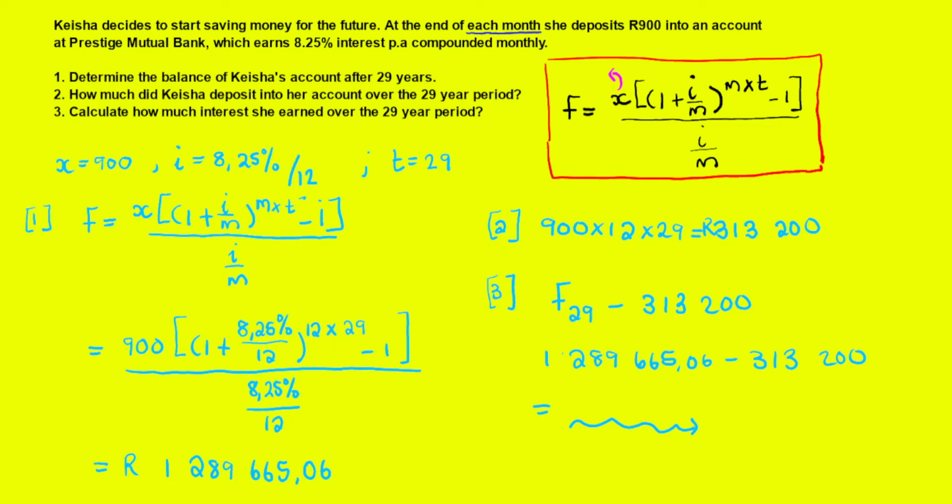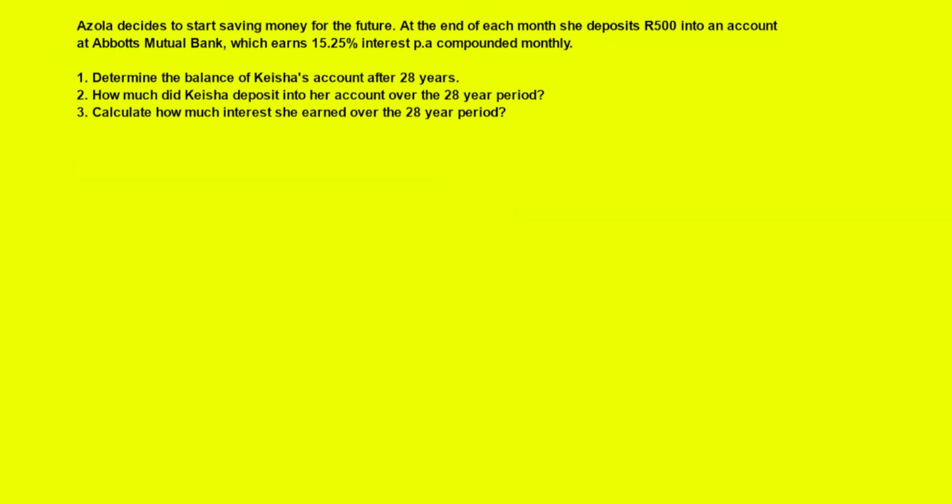Next question. Azola decides to start saving money for the future. At the end of each month, she deposits 500 into an account at Abbott's Mutual Bank. She earns 15.25% interest per annum compounded monthly.